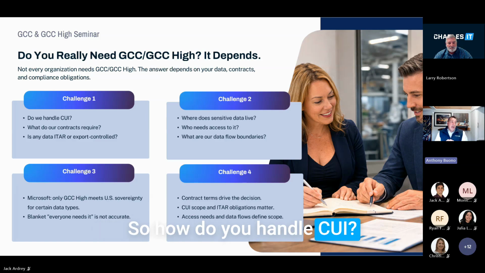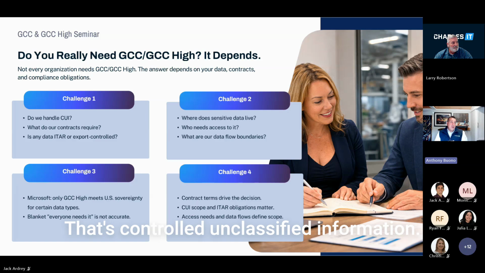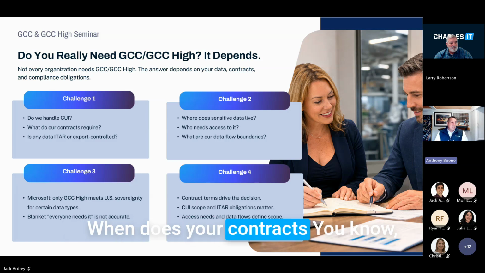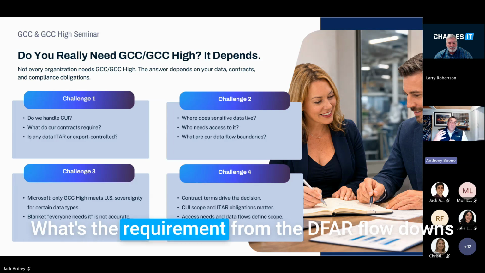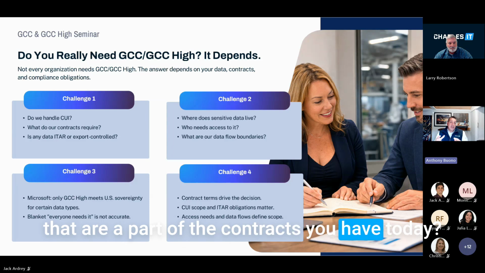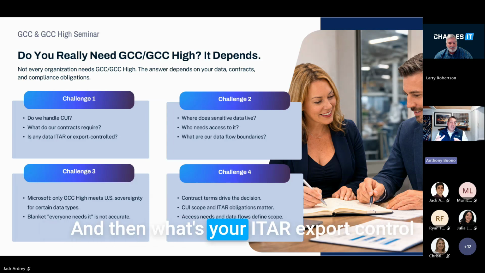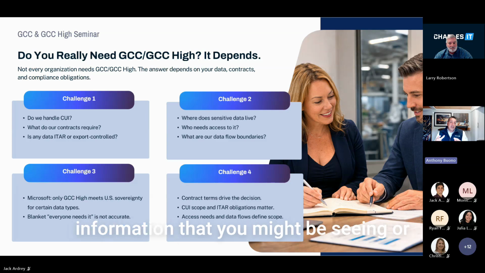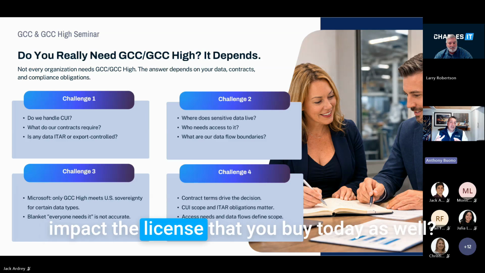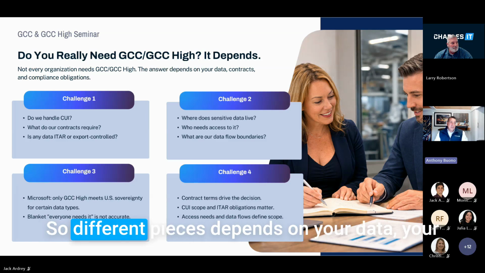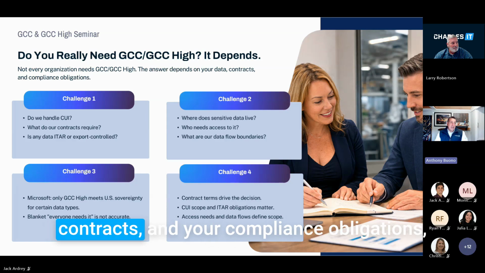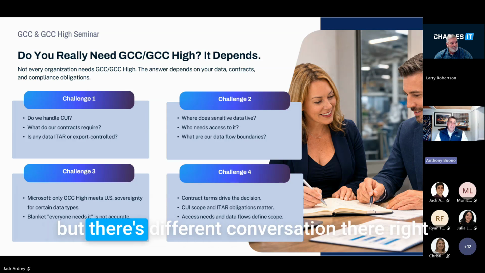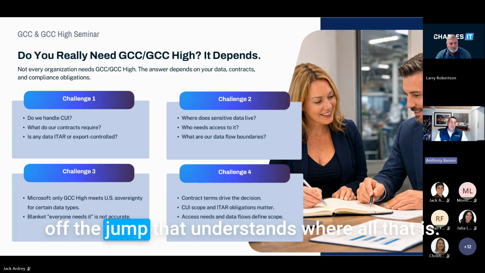So how do you handle CUI? That's controlled unclassified information. What is the requirement that you have in your contracts? What's the requirement from the DFARS flow-downs that are part of the contracts you have today? And then what's your ITAR or export control information that you might be seeing, or might be seeing in the future, that might impact the license that you buy today as well? So different pieces depend on your data, your contracts, and your compliance obligations, but there's a different conversation right off the jump that understands where all that is.